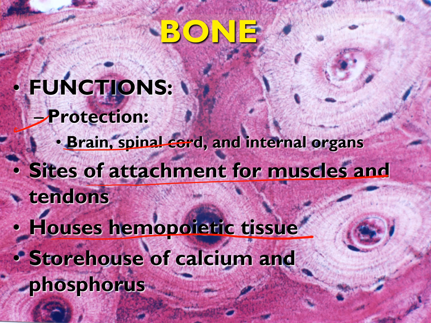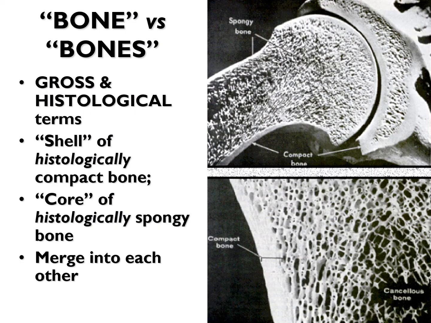However, if there is a reduction in the concentration of calcium and phosphorus, there will be a process we call bone resorption. By this I mean bone is going to break down, and this will result in the release of calcium and phosphorus in the blood. Usually we have bone versus bones. Usually bone is used for gross anatomy, whereas bones is more like a histological term.